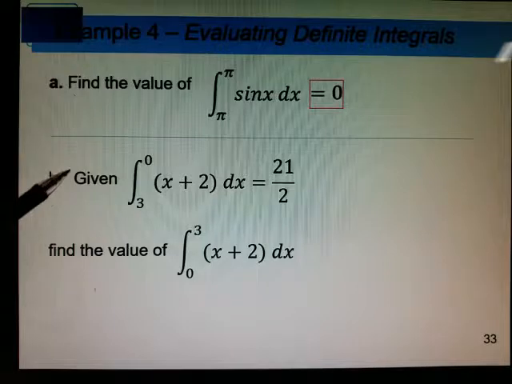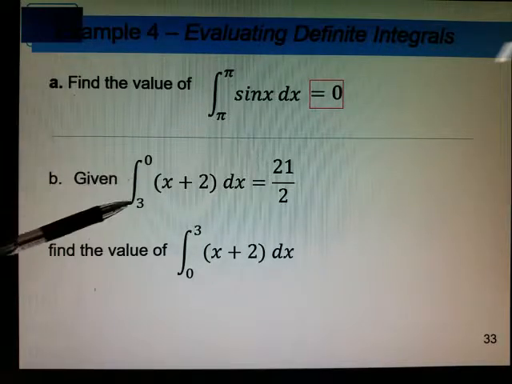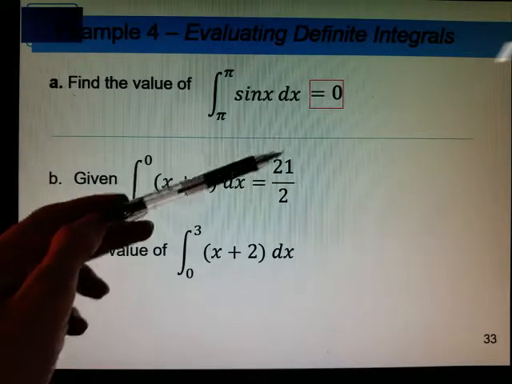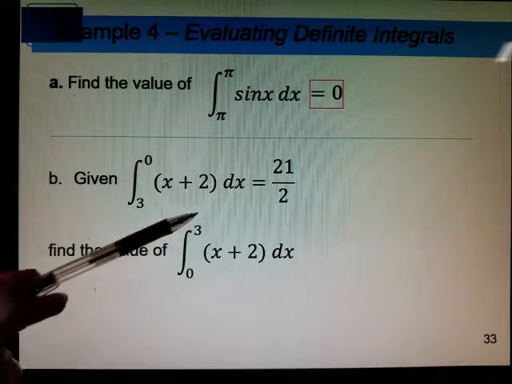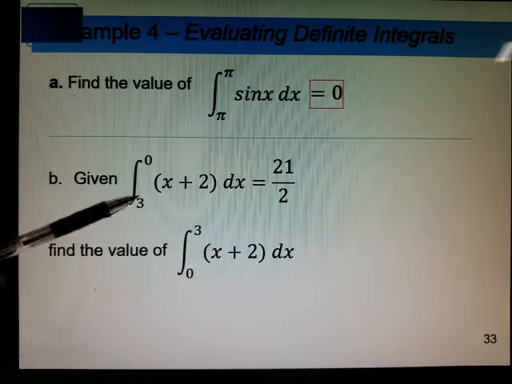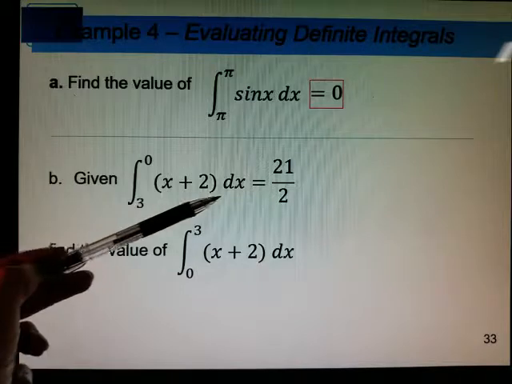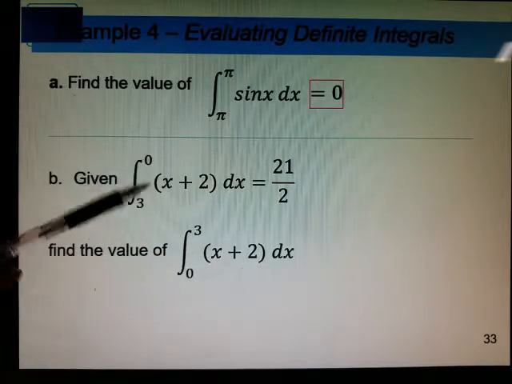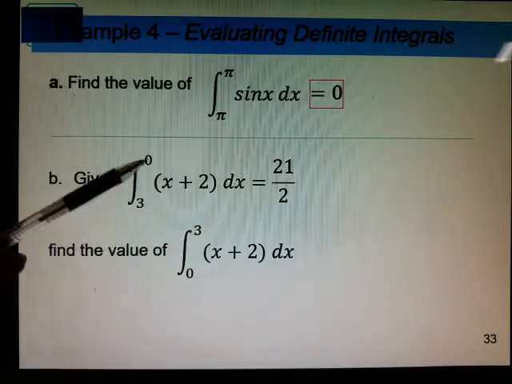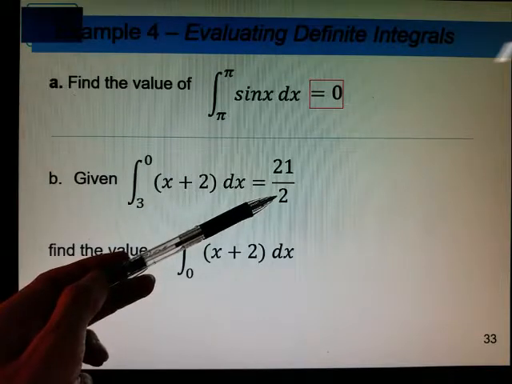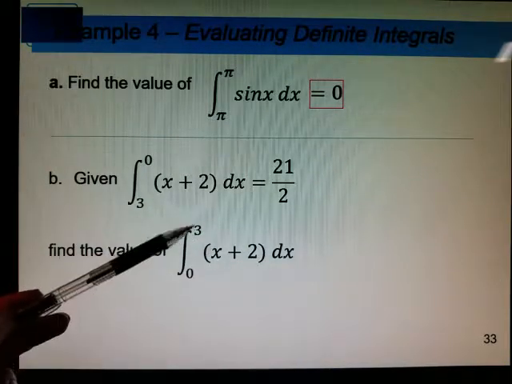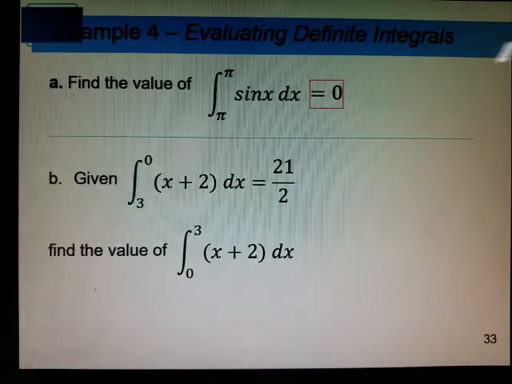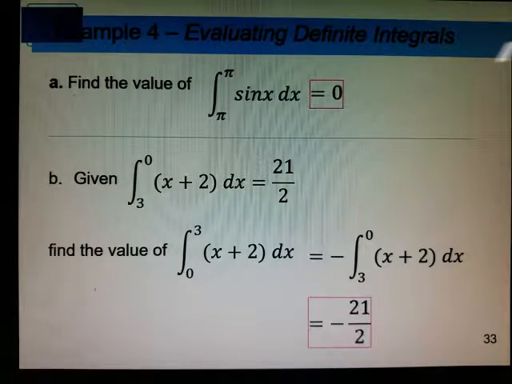If I was to integrate, given the integral from 3 to 0 for x plus 2 is 21/2, what if I had to find the integral from 0 to 3? Wait a minute, that's the reverse of it. Same function. So again, if it's the reverse of it, this one is if I plugged in 0 minus 3 gave me that answer. Well, I'm just doing the opposite. I'm going to plug in 3 minus the 0.